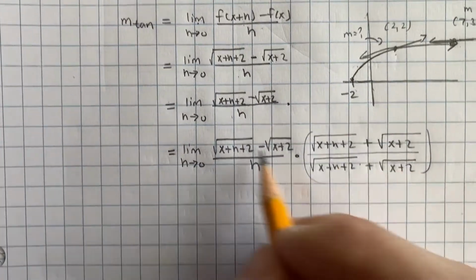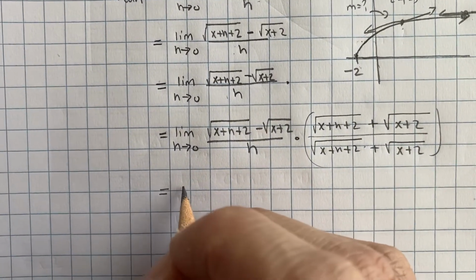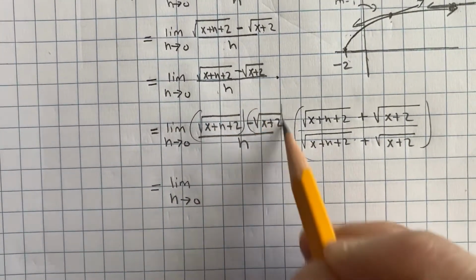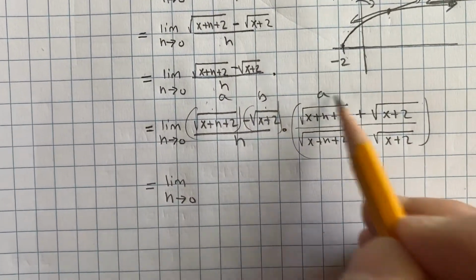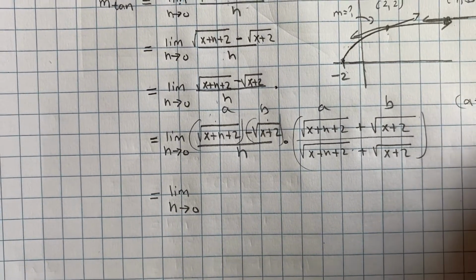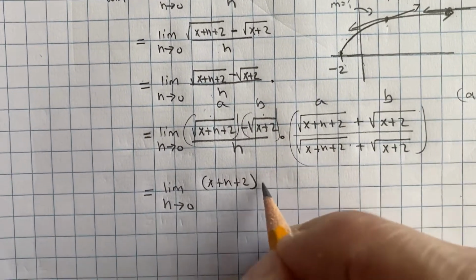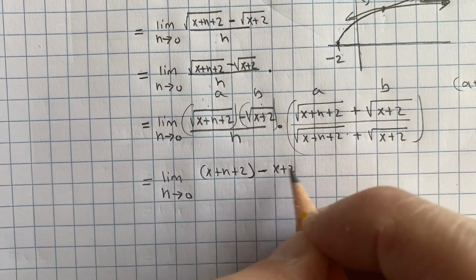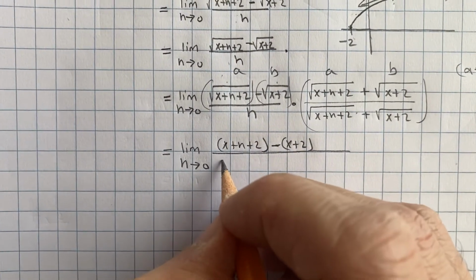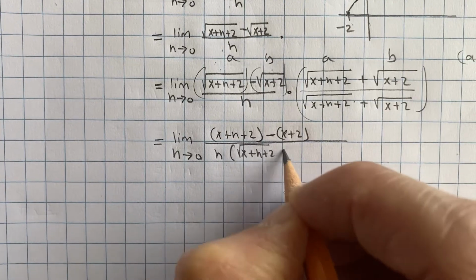Okay, so this looks very intimidating, but again, everything comes back to your algebra skills. That's why I keep harping on your algebra skills. Students who struggle in calculus often struggle with algebra. So in your numerator, you have a minus b times a plus b, which is a squared minus b squared. So if I square this, it just becomes x plus h plus 2, minus this guy squared, which is just x plus 2. I'm going to show you an extra line. This is the square root of x plus h plus 2 plus the square root of x plus 2.